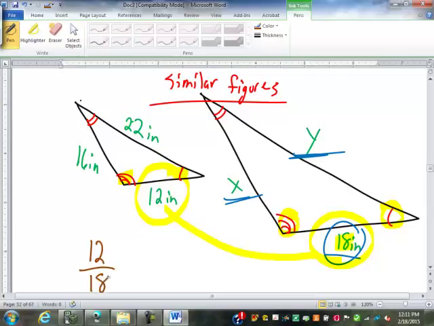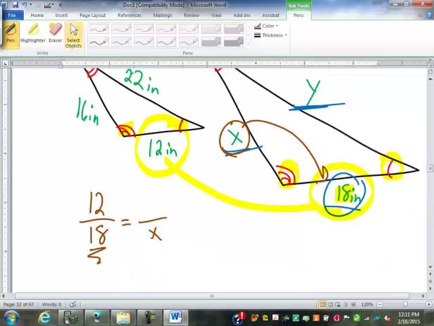12 became 18. Now it's 12 inches became 18 inches, but that's fine. If I wanted to reduce that by dividing by 6 to get a 2 to 3 ratio, I could, but I don't need to. It's just extra steps. So now if I want to find x, x has to go on the bottom of this proportion because it was from the same triangle as the 18 here.